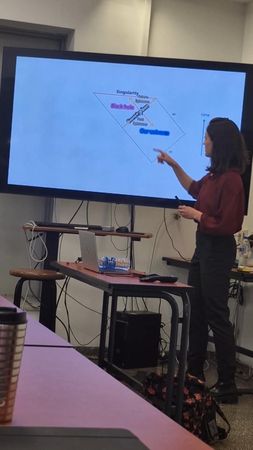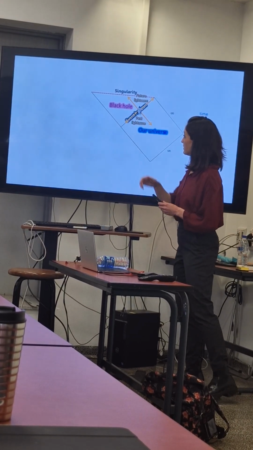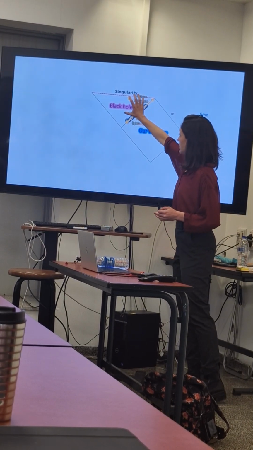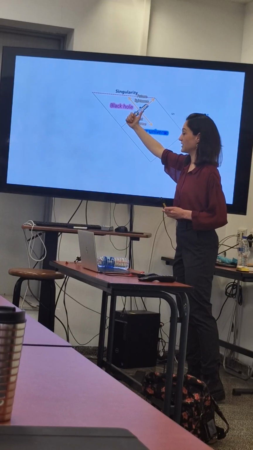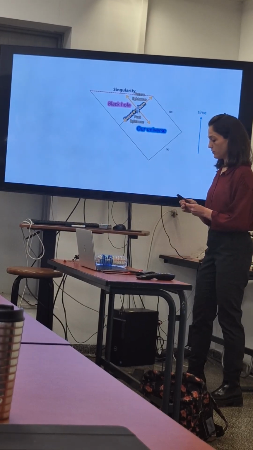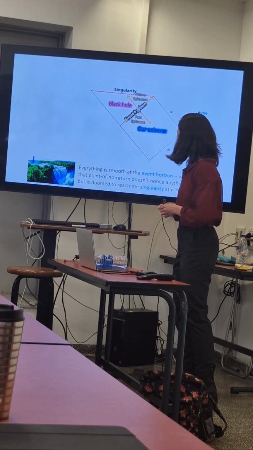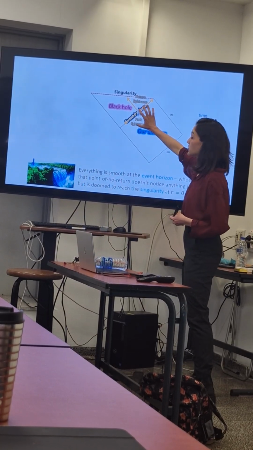And at the event horizon, the entire future light cone is in that black hole. That's why this is called the event horizon, because what happens in the black hole stays in the black hole. It cannot escape to infinity. Something I want to clarify: everything is smooth at the event horizon.